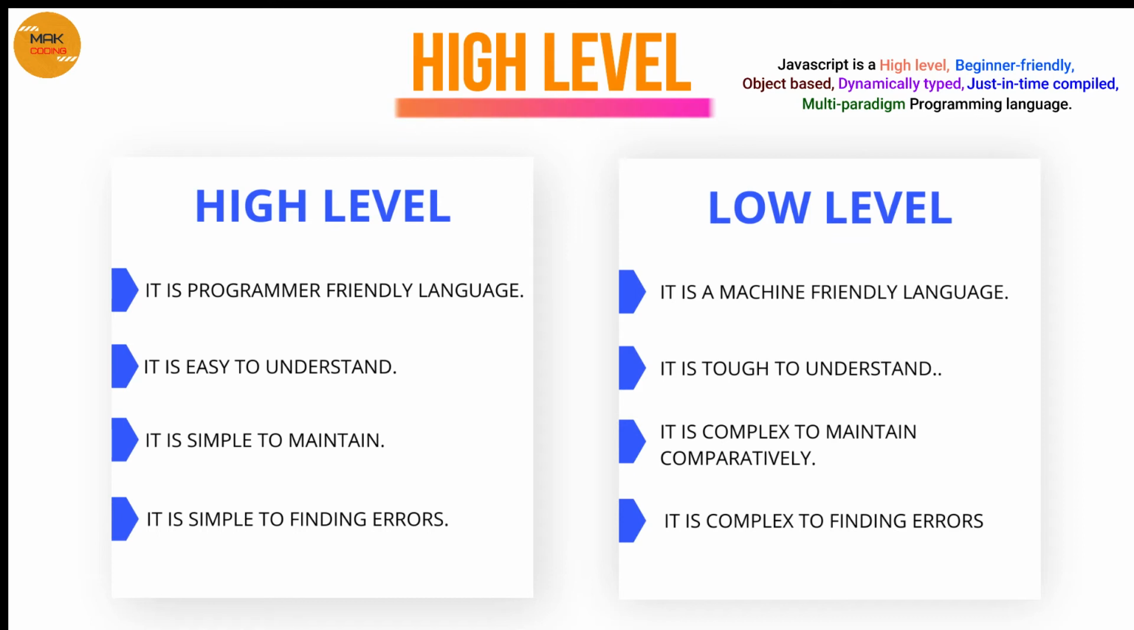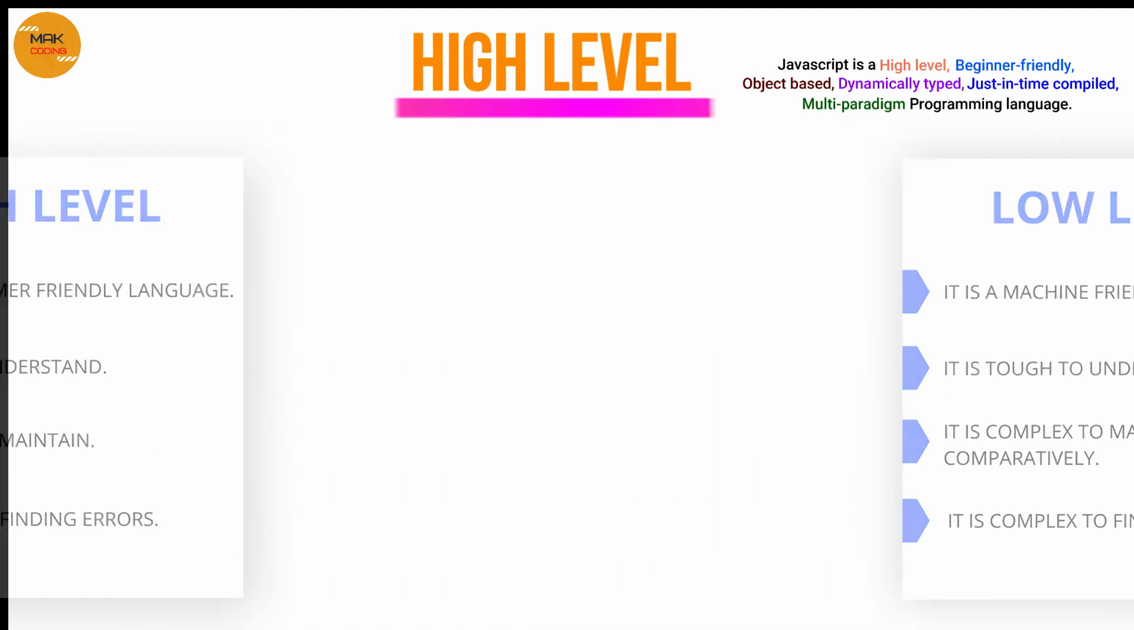We have another type of programming language called low-level language. High-level languages are programmer-friendly. On the other hand, low-level is machine-friendly. High-level languages are easy to understand and easy to learn, simple to maintain, and you will find errors easily. However, low-level languages are difficult to understand, hard to maintain, and finding bugs is also a little complicated process.